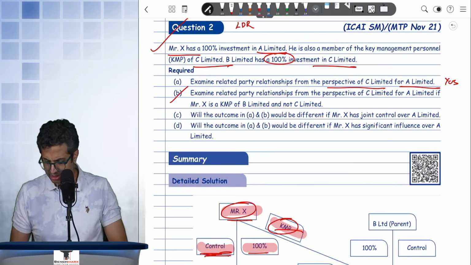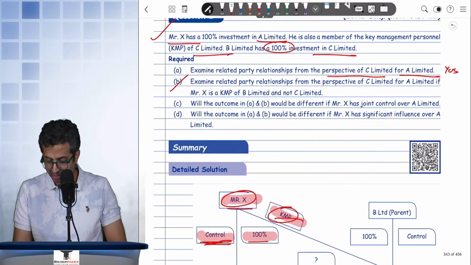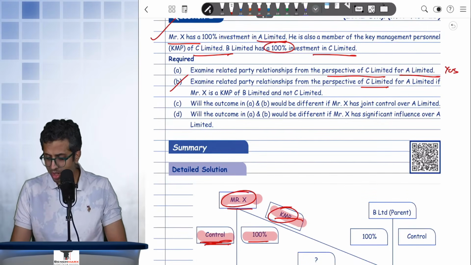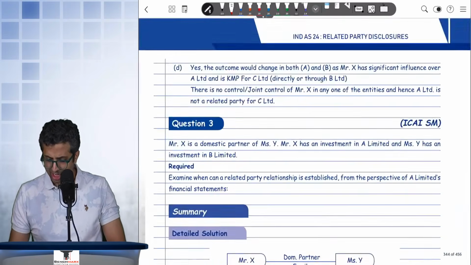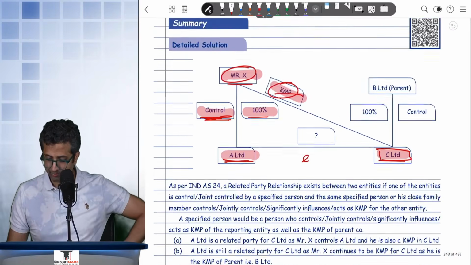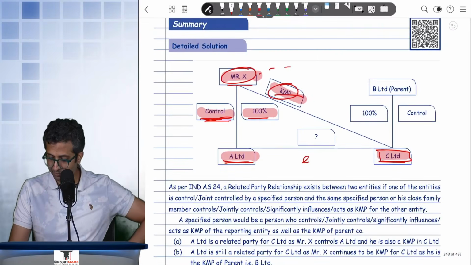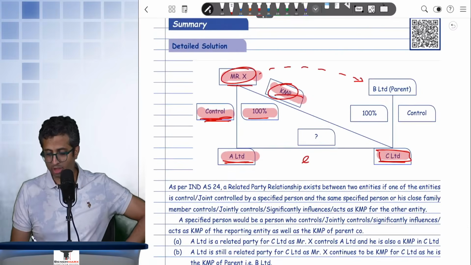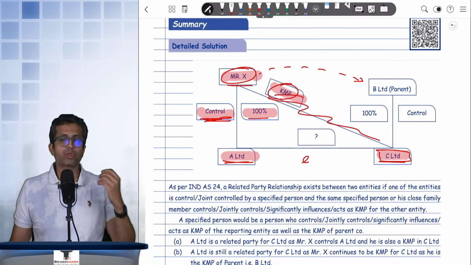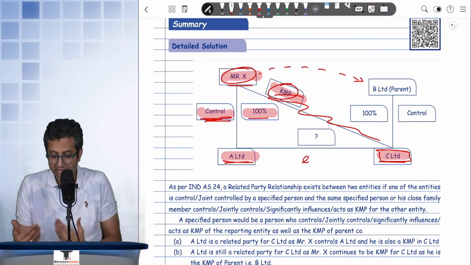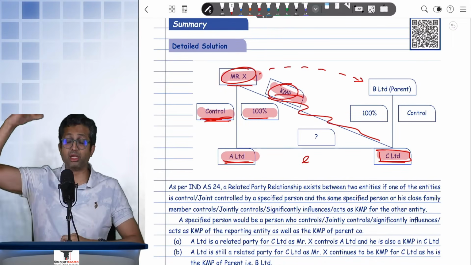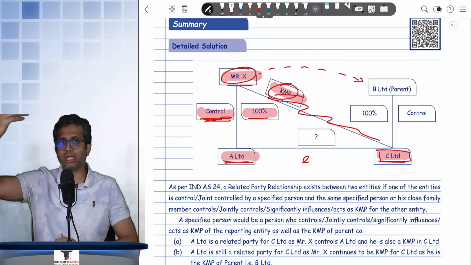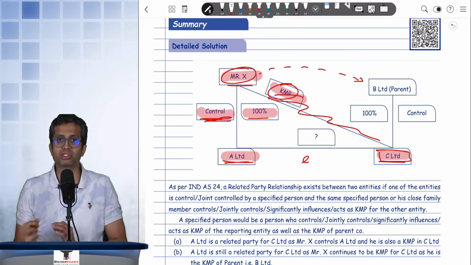Now an interesting case is point B, where examine the related party relationship for C for A if X is a KMP of B and not C. So what is happening over here is, in the second case, X will be a KMP, for example, of B and not a KMP of C. Now for C, directly X is not a KMP. However, B is the parent entity. Can the KMP of the parent entity also be treated as KMP for C?